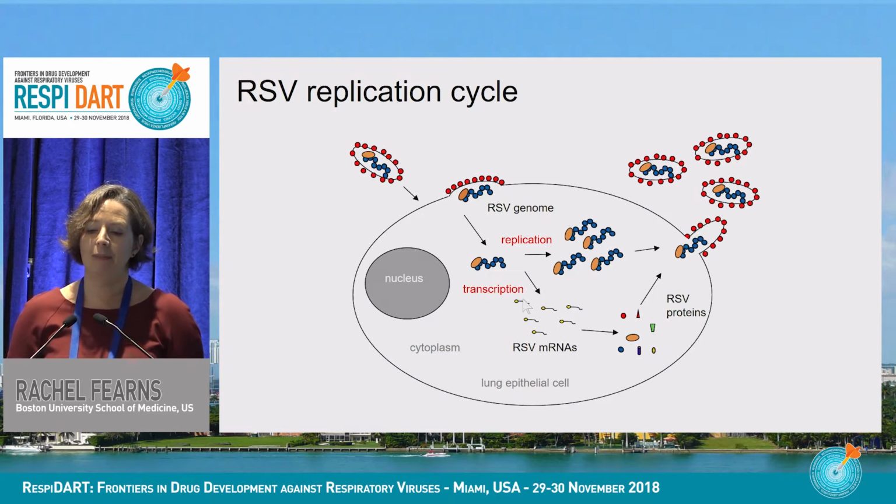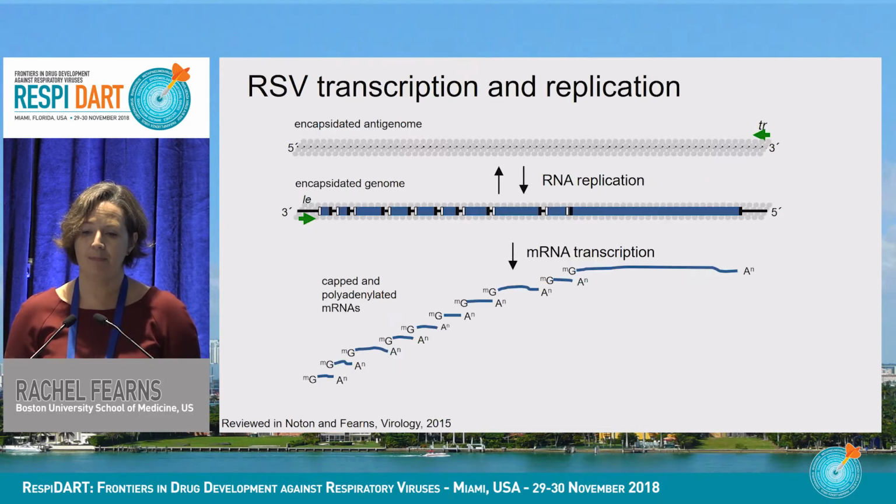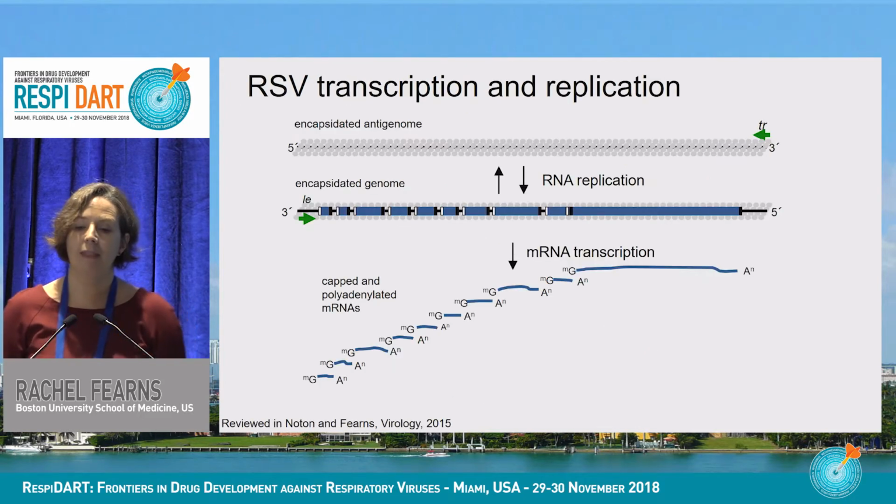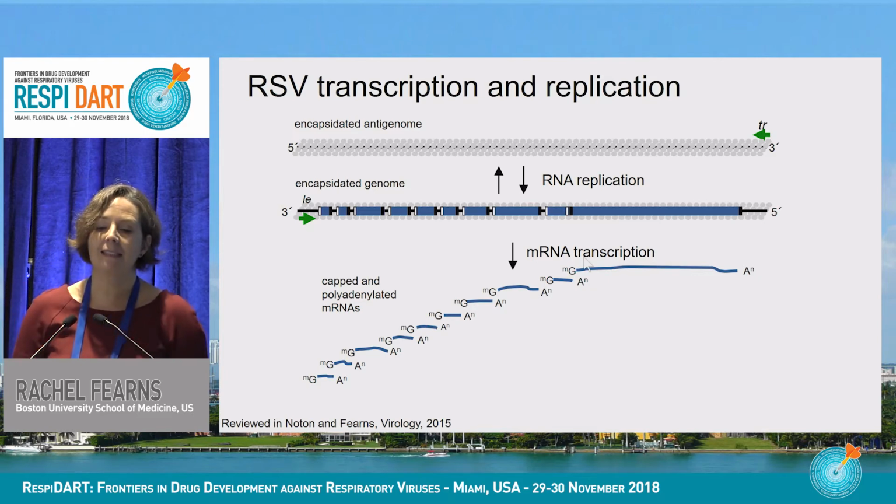It transcribes the genome to produce capped and polyadenylated messenger RNAs that correspond to each of the genes, and it also replicates that genome so that there are progeny genomes that can be packaged to make new virus particles. So obviously the RSV polymerase is absolutely essential for the virus to multiply and replicate, and for that reason it's a good target. So how does the polymerase actually do these tasks?